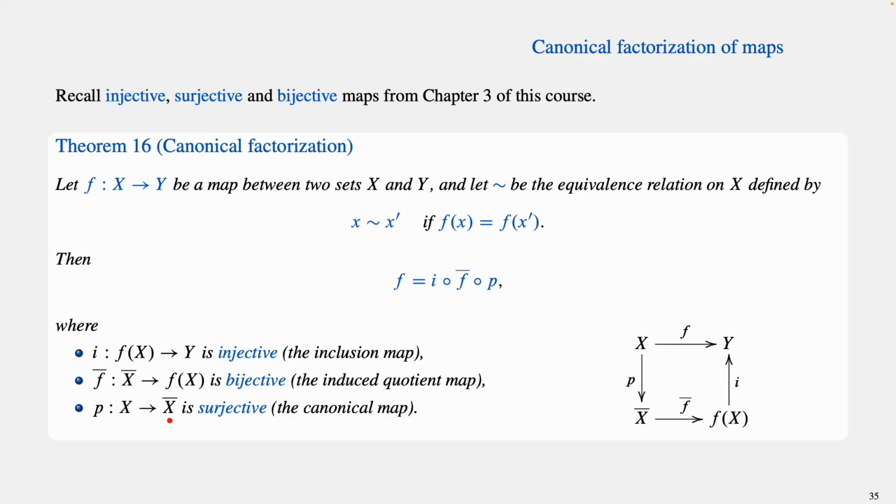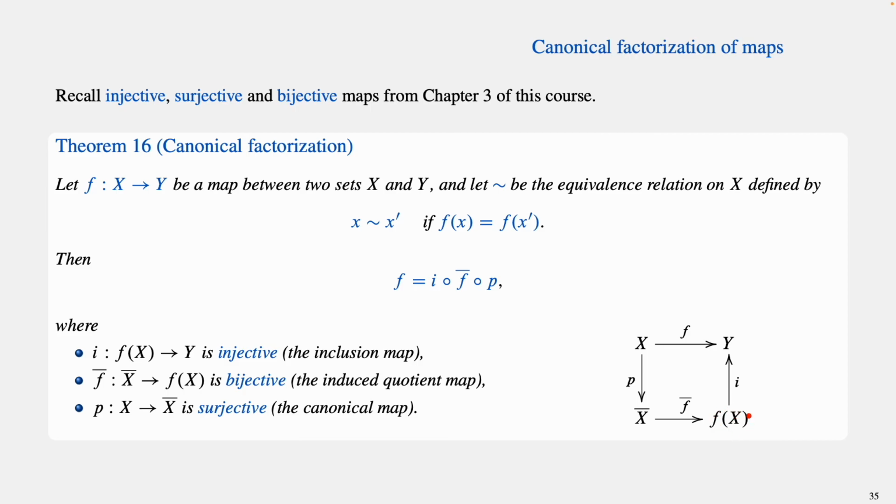The map from X to its quotient set is surjective, and this is just the canonical map. It's indicated in this little diagram here. We are given f from X to Y, then with this newly defined equivalence relation, we have the canonical map to the quotient set for this relation. We have the induced map f bar going to the image of f.